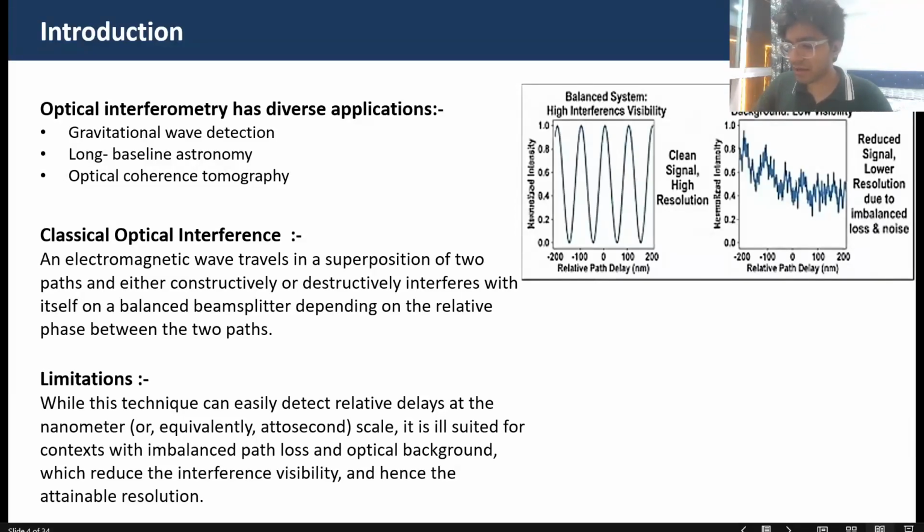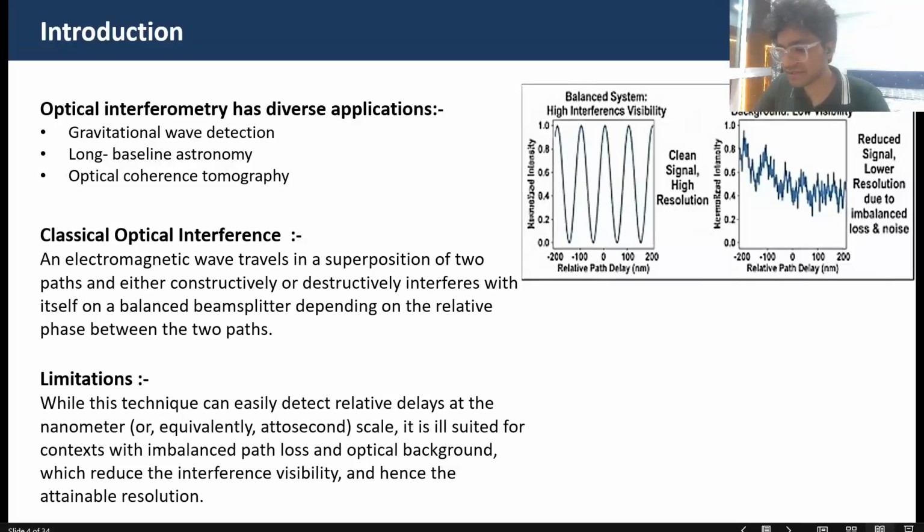Let's step back and review how classical optical interference operates. An electromagnetic wave travels in a superposition of two paths. It then recombines on a balanced beam splitter where it either constructively or destructively interferes with itself depending on the relative phase between the two paths. This mechanism has diverse applications ranging from gravitational wave detection to long baseline astronomy and optical coherence tomography. But it has a strict limitation.